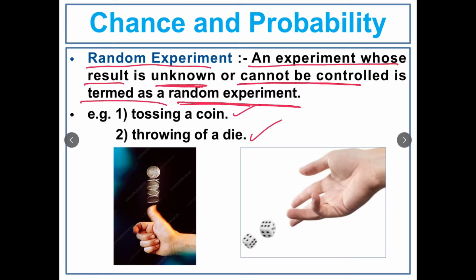Similarly, if we throw a die, the result can be a number from 1 to 6. We cannot control the result. So all such experiments are called random experiments. Those experiments whose result cannot be controlled are called random experiments.